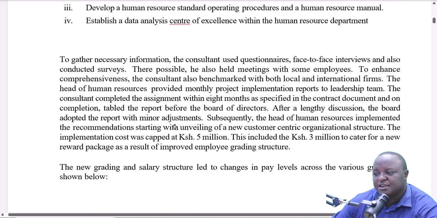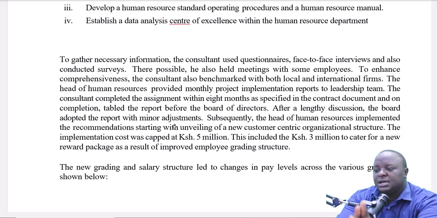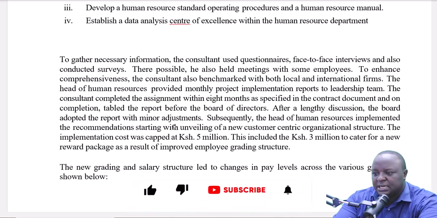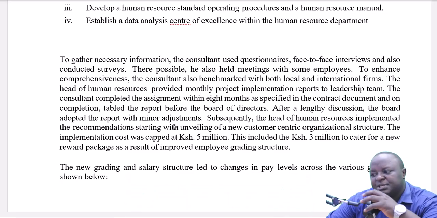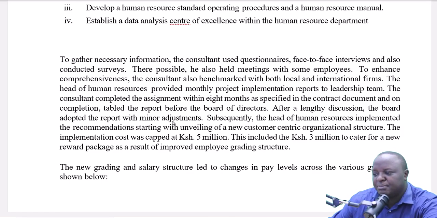To gather necessary information, the consultant used questionnaires, face-to-face interviews, and also conducted surveys. So those are the designs that they used to conduct the research and get information. He also held meetings with some employees to enhance comprehensiveness. The consultant also benchmarked with both local and international firms. The head of human resource provided monthly project implementation reports to the leadership team.